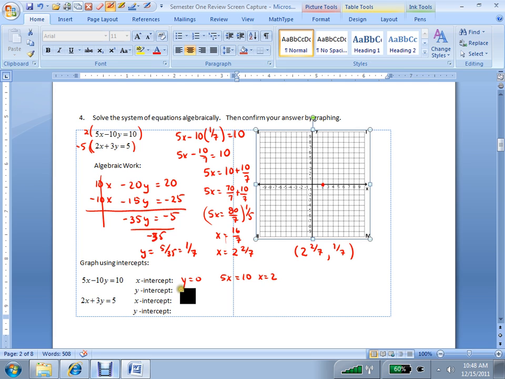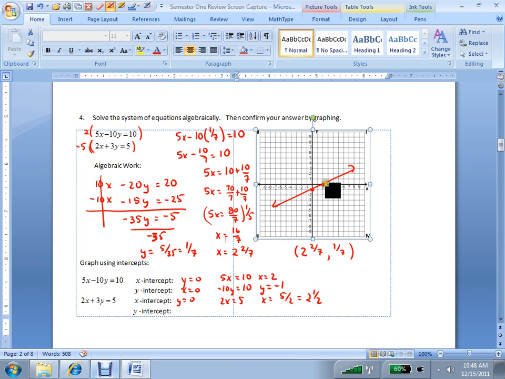For the y-intercept, x is 0, and I'm left with -10y equals 10, or y equals -1. Then go ahead and connect the points to create your line. Grab your name tag and it will be great as a ruler for you. Okay, then doing the second equation, if y is 0, I get 2x equals 5, or x equals 5/2, which is the same as 2 and 1/2.